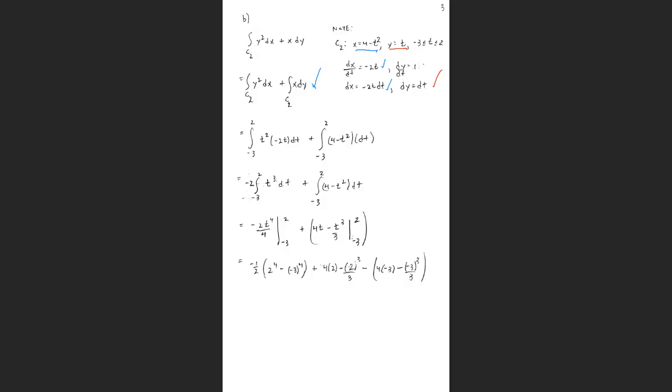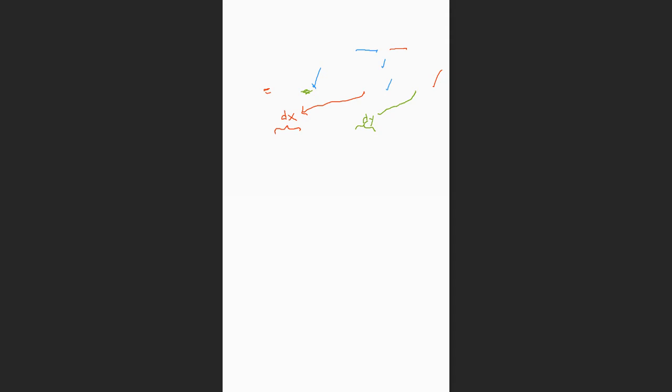And so again, for dx here, dx is -2t dt. Okay, and for dy, we replace dy with dt. And of course, the t limits are from 2 to -3.